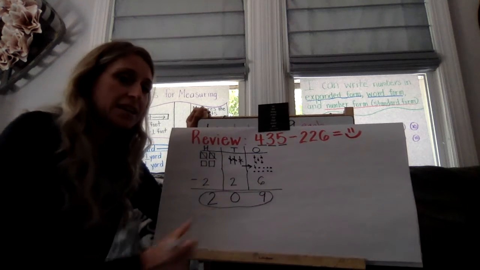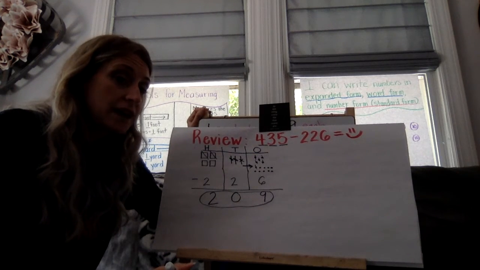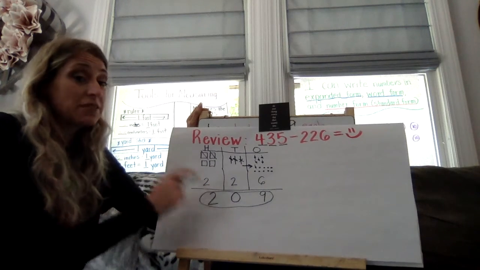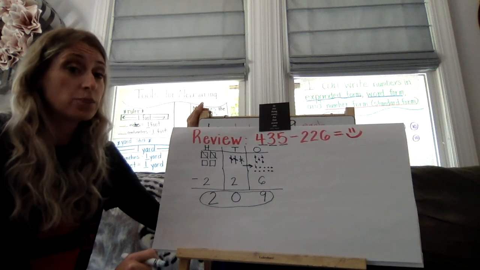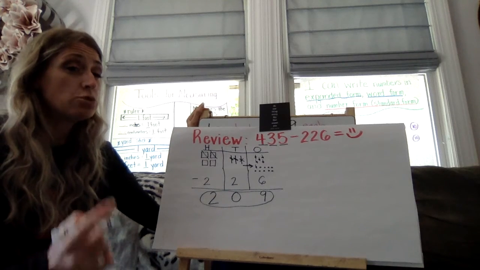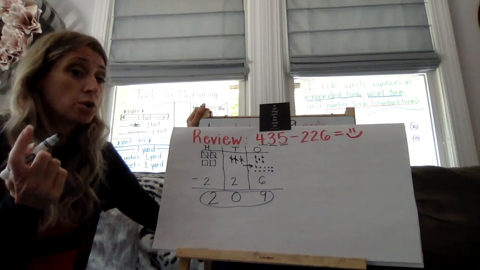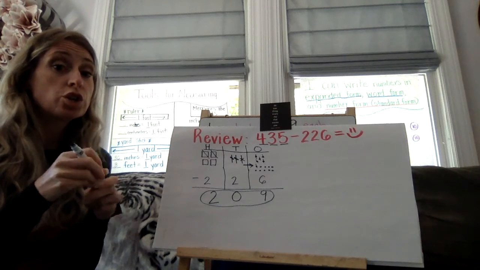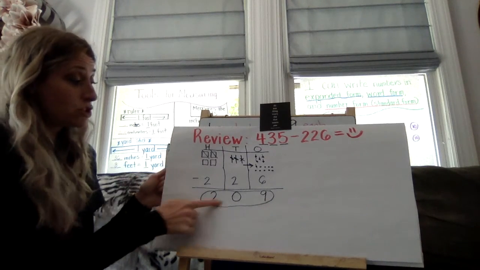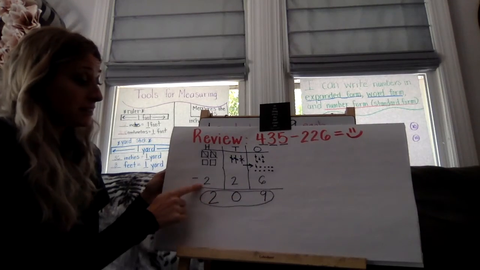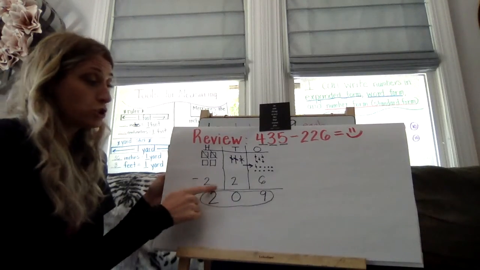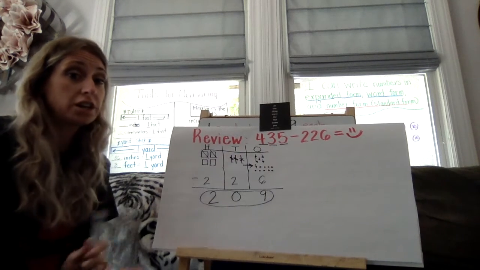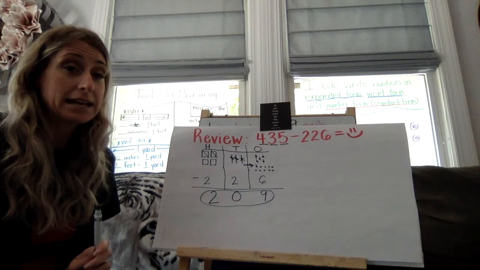Is that close to the estimate of 200 that we made earlier? It is really close. So I'm definitely thinking that this is probably the right answer. But you know I always like you to check your work. So you could do a number line to check it. You could also add 209. You could draw 209, draw 226, join them together, and you should get 435 if it's the correct answer.